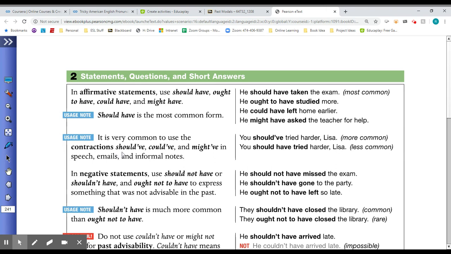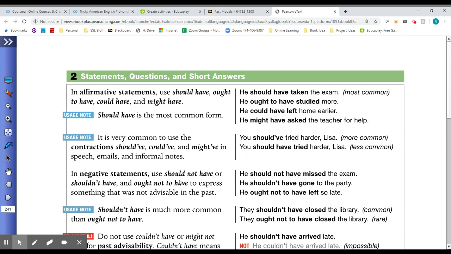It's very common to use contractions: should've, could've, might've, in speech, emails, and informal notes. Very commonly we say, you should've tried harder. Or, less common, you should have tried harder.